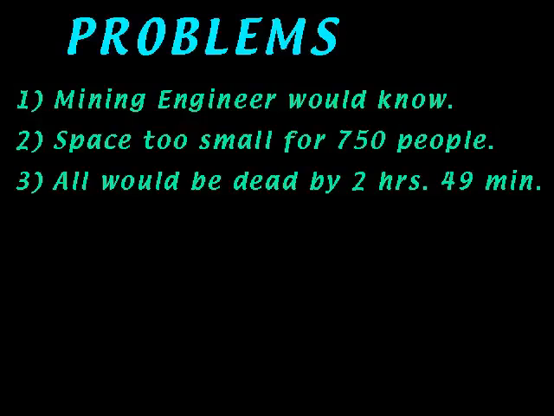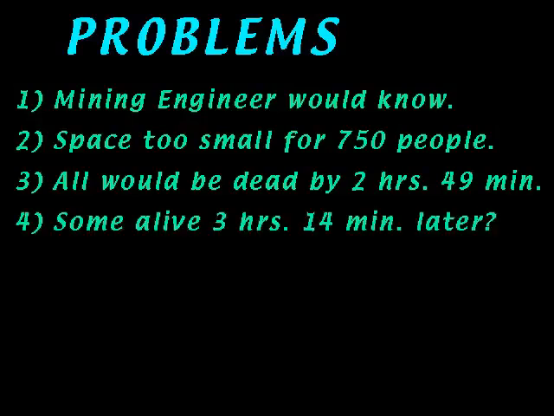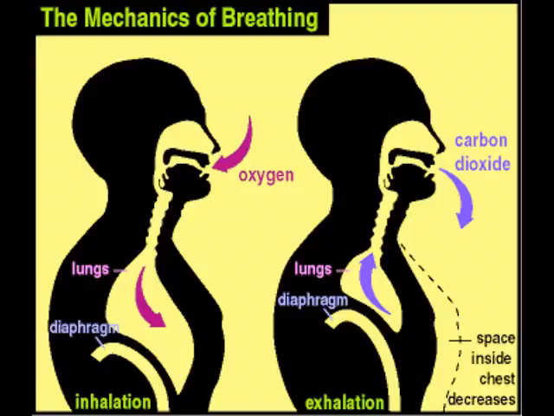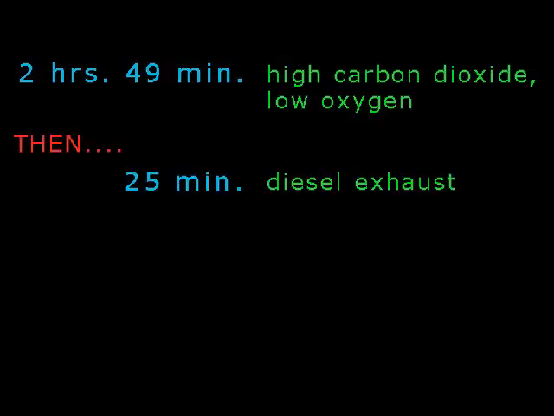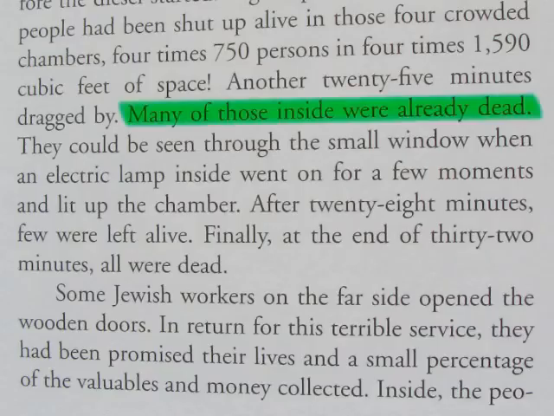We go back to the Gerstein translation in Dork's book for number 4. Gerstein says that some were alive after being in the chamber for 3 hours and 14 minutes. Humans convert oxygen to carbon dioxide when they breathe, so 750 people would have created a high carbon dioxide, low oxygen environment in the chamber. So we have 2 hours and 49 minutes of that. Then diesel exhaust pours in for 25 minutes. And Gerstein's commentary at this point? Many were already dead, which means that some were still alive, which Gerstein knows is absurd.